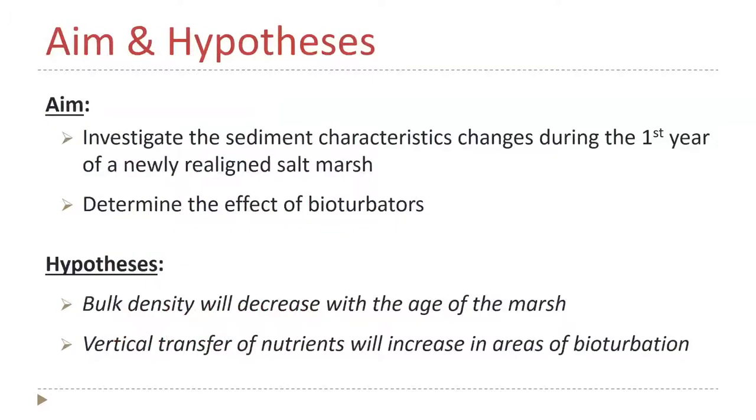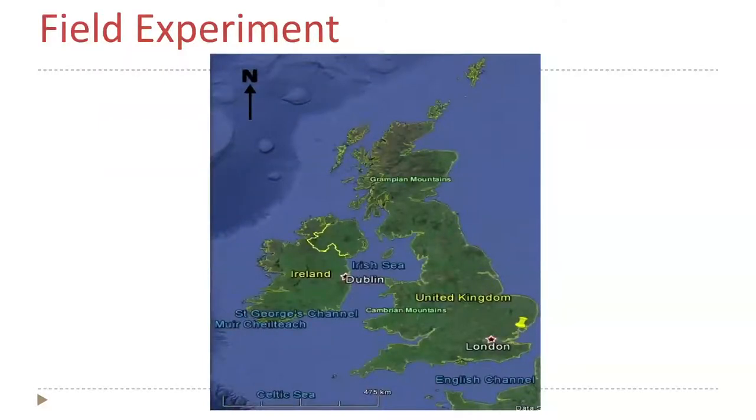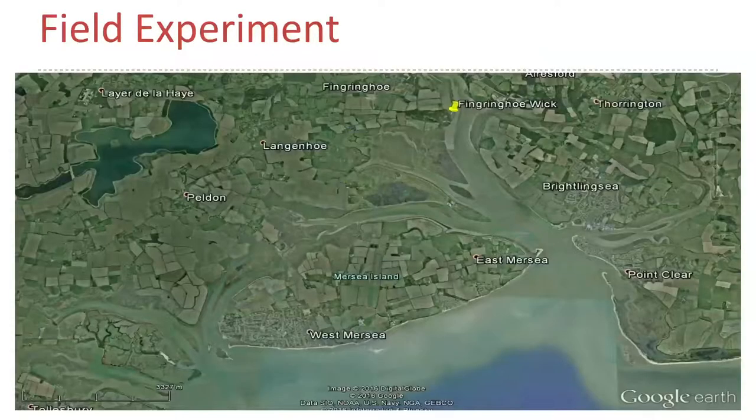So the aim of our project was to investigate the sediment characteristic changes of a newly realigned site in the first year of its breach, and also to determine the effect of bioturbators. Bioturbators are organisms that actively mix up sediment, and this can help with aerating the sediment and changing its characteristics. I'll be talking about two of our hypotheses, which is that bulk density will decrease with the age of the marsh, and that the vertical transfer of nutrients will increase in areas of bioturbation. So our site was down in Colchester, which was at Fingringhoe Wick site on the Colne River.